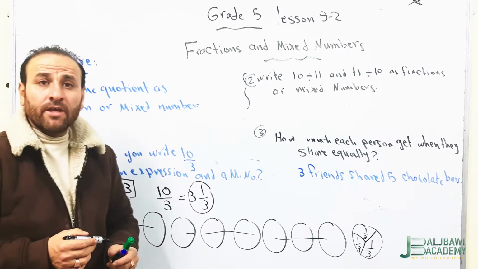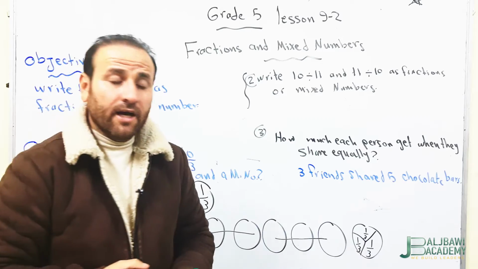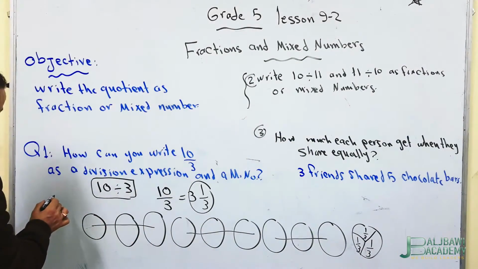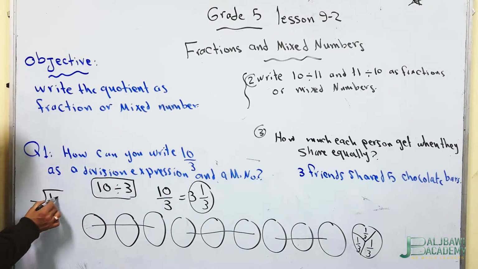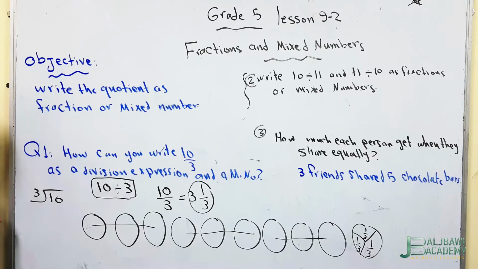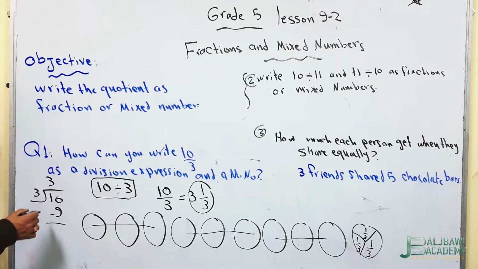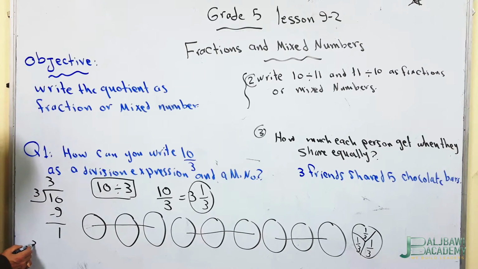I have another way, which is long division. I make 10 divided by 3. 10 divided by 3 equals 3, because 3 multiplied by 3 equals 9, then we subtract 10 minus 9 equals 1. So the answer is 3, and the remainder is 1 out of 3.